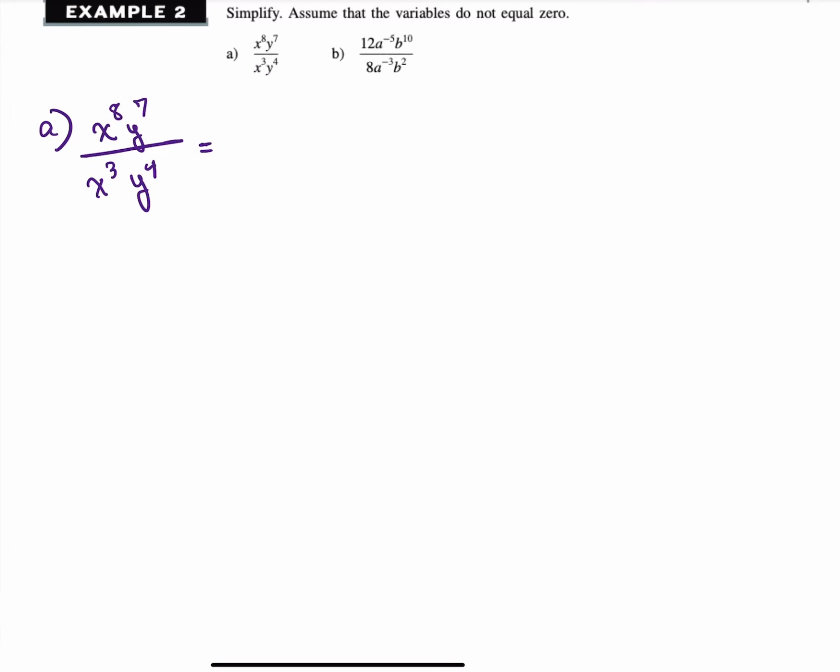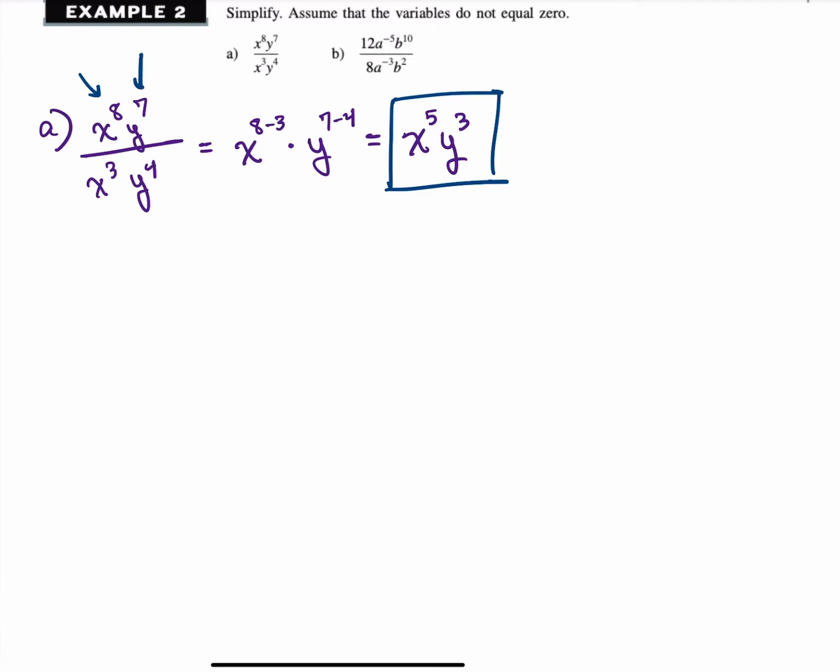So we can use the subtraction rule and say, well, this would be x to the 8 minus 3 power times y to the 7 minus 4 power. So 8 minus 3 is 5, and 7 minus 4 is 3. So x to the 5th times y cubed. Or we can see 3 of these being canceled and 4 of these being canceled.